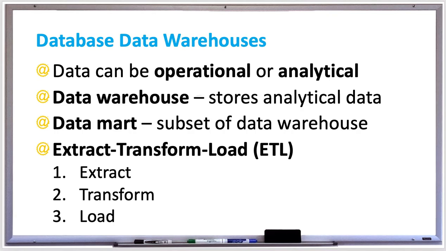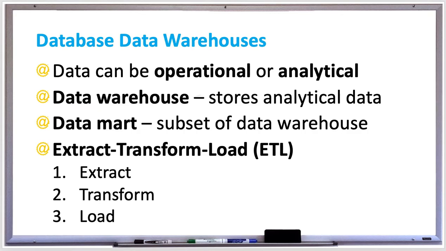There's a three-step process called extract, transform, load, or ETL, which extracts the data from different source systems. Then it transforms the data, kind of like applying calculations or concatenations and so on. And then it finally loads the data into the data warehouse system.